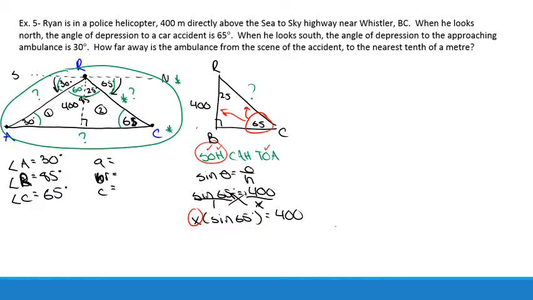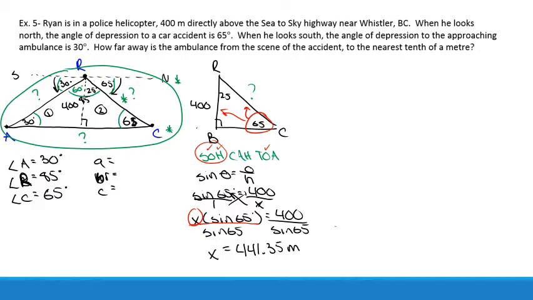So to move something to the opposite side of an equation, you have to do the opposite operation. Right now it's being multiplied, so I end up dividing. Okay. So x would equal 400 divided by sine 65, and you get kind of a strange number, I guess, 441.35, and that would be meters.